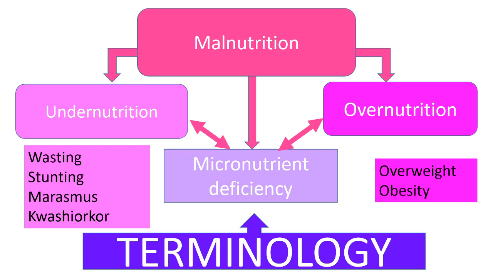Another group includes overnutrition, and this is a big problem now too. But we will not discuss overweight and obesity in this lecture. We will have another specific lecture where we will talk about this problem. And the third group is macronutrient deficiency.